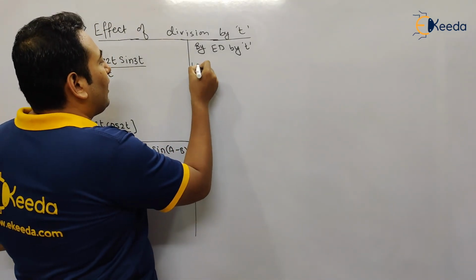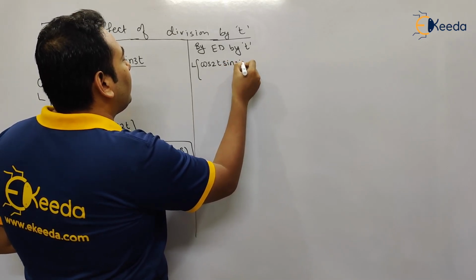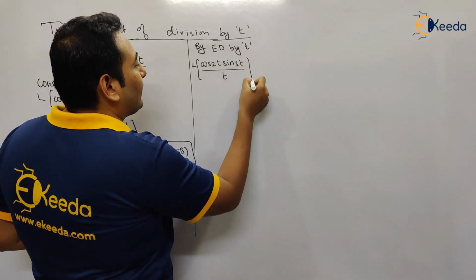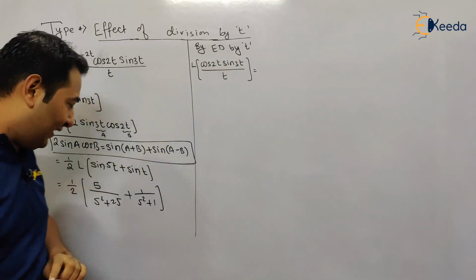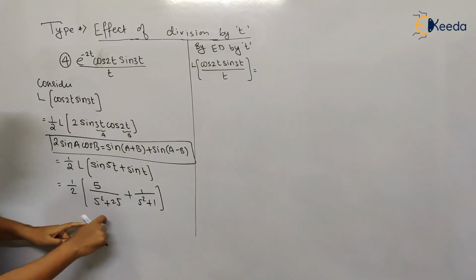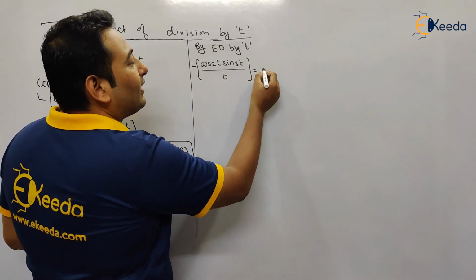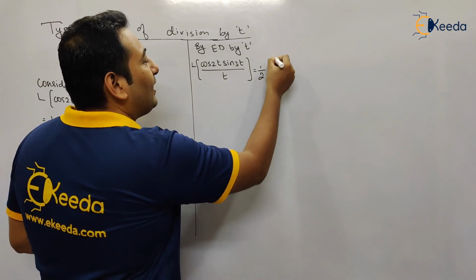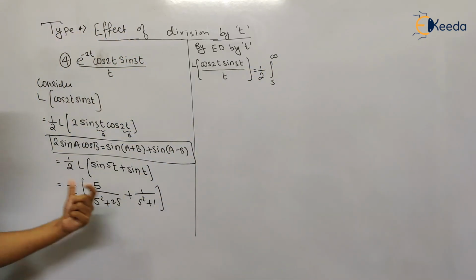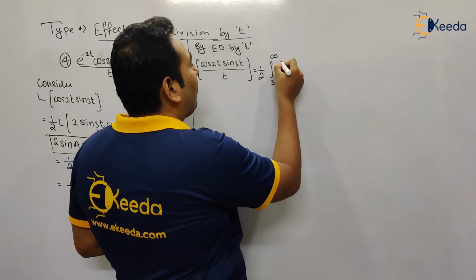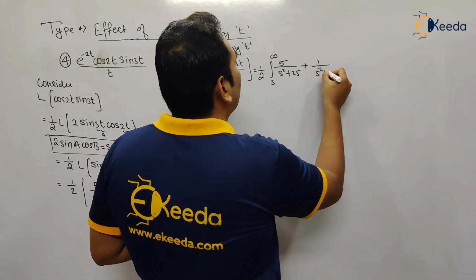So here it will be Laplace of cos 2t sin 3t upon t is equal to, what is the Laplace of this term? Cos 2t and sin 3t. Its Laplace is this. We need to take this half also, and because of this t we're going to integrate. So I am taking half outside because any half, this term is a constant that will come out of the integration, and I'm going to write down this term here. So that will be 5 upon s square plus 25 plus 1 upon s square plus 1.